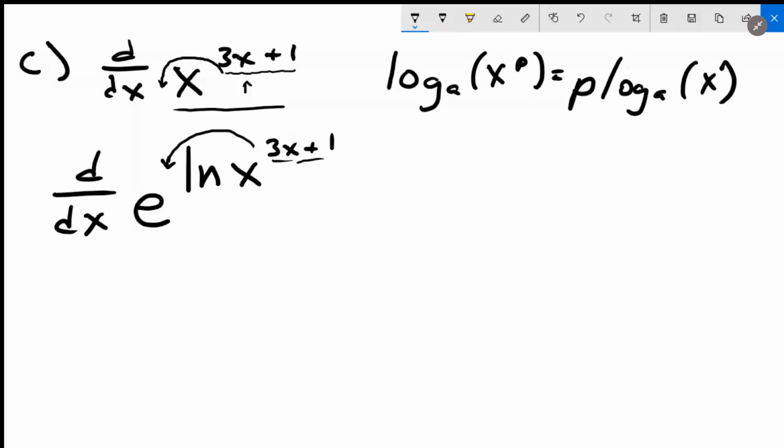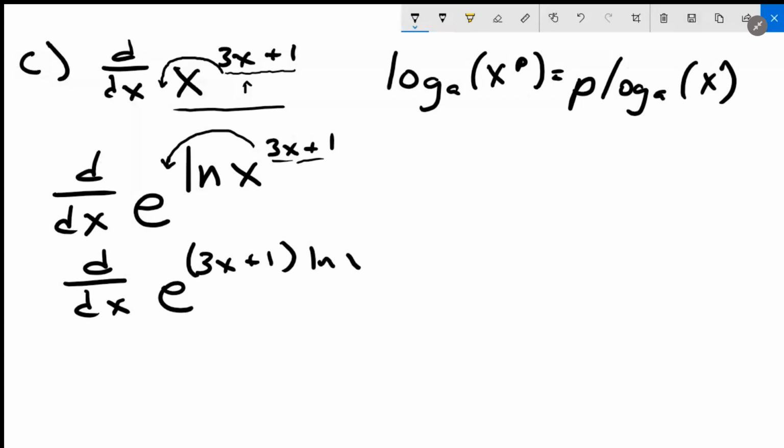So let's just write out that, and that is perfectly legal. And then we could do that next step that we just said. So we have now 3x plus 1 times ln x. Awesome. And that was using the rule that we just did in part A.